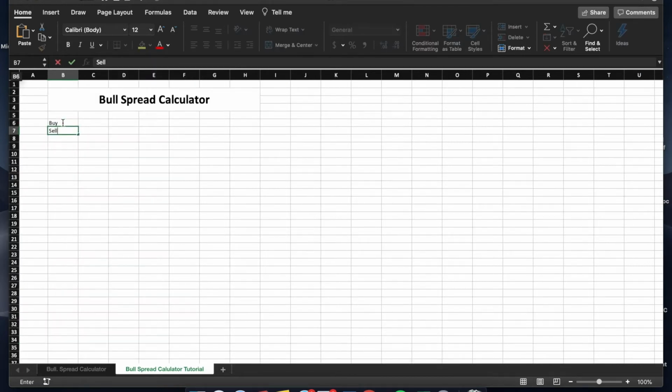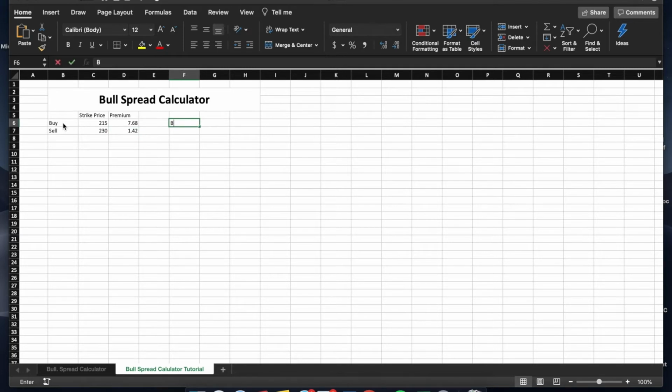So the first two pieces that you'll need to know are the buy and sell strike price. So you're buying a call and you're selling a call, and then you'll need to know the premiums paid for each of those. So in this example, the buy call is 215 and the sell call is 230. The premium paid for the buy call is $7.68 and the premium credited for the sell call is $1.42.